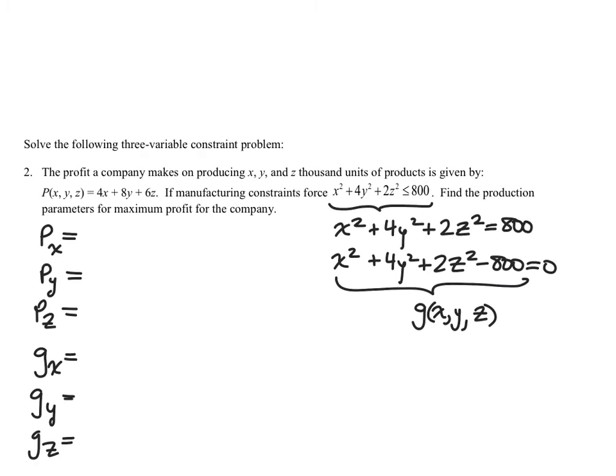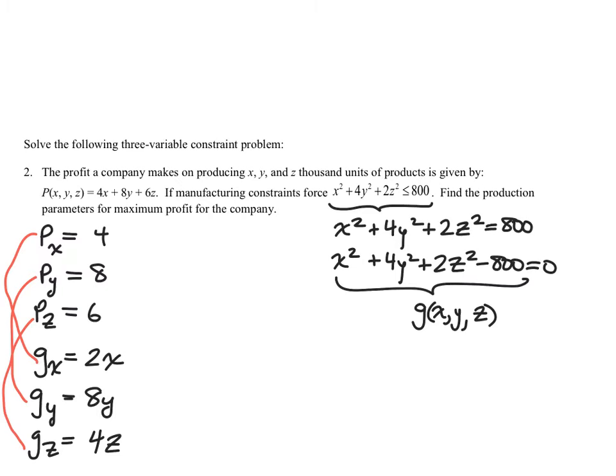All right. So for my p of x, y, z, not difficult at all. 4, 8, and 6. For the other one, a little bit more work, but nothing dastardly. We have 2x, 8y, and 4z. And again, there's going to be some lambda, some value of lambda that allows the corresponding partials to be equivalent to one another.